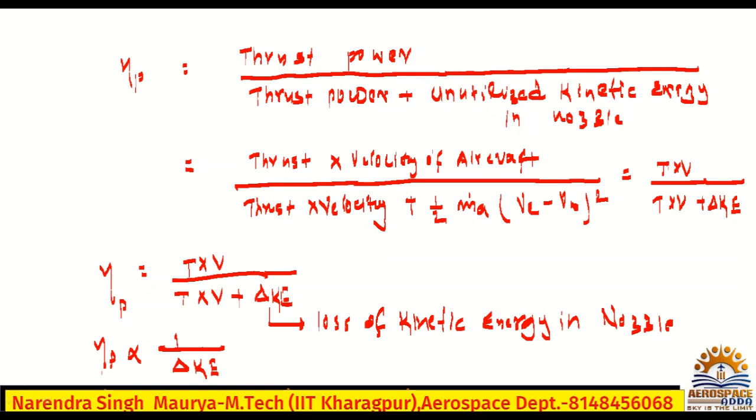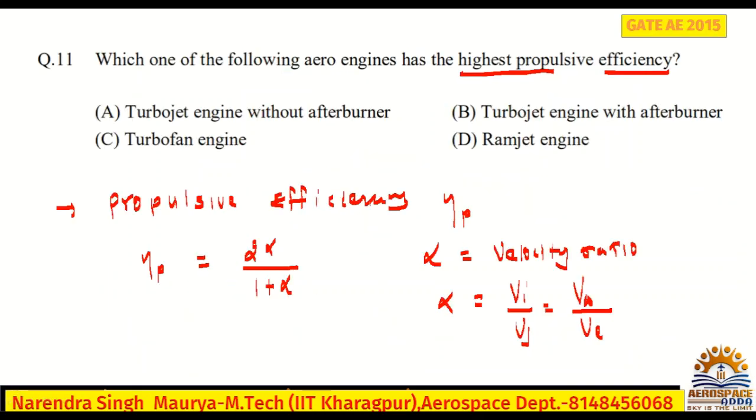Now, as per the given options: turbojet engine without afterburner, turbojet engine with afterburner, turbofan engine, and ramjet. For the ramjet engine, obviously the loss in kinetic energy in nozzle will be more. Why? Because it is very high speed and the exit is supersonic, right? So if you check the formula for the loss in kinetic energy, what is the formula? I have written delta KE.